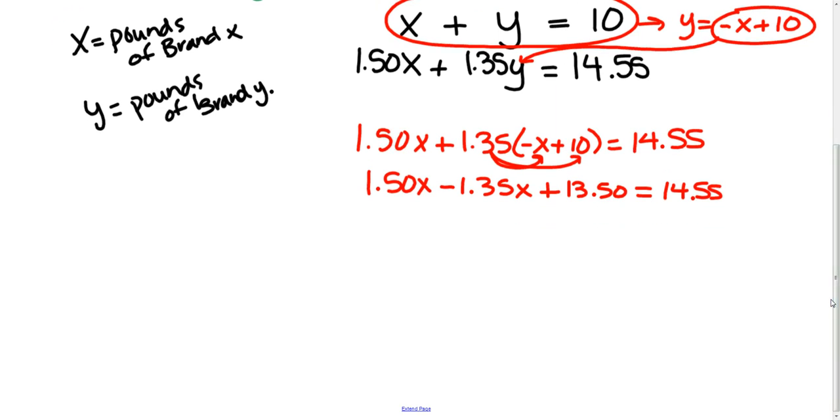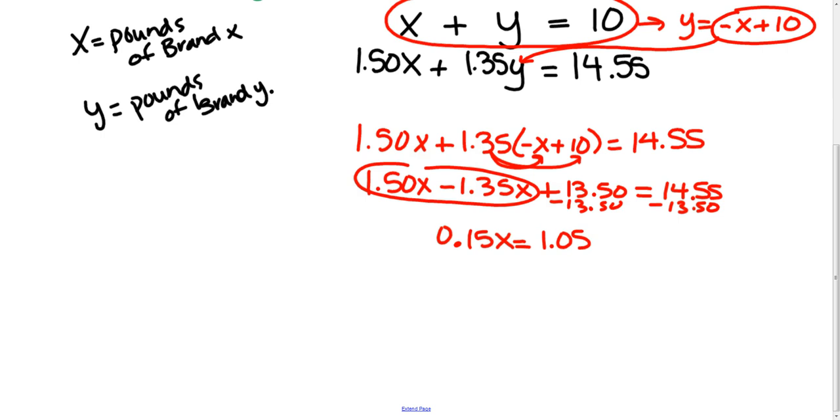Okay, now you'll combine your like terms here, and if I combine these two right here, then I have 0.15x, and I'll subtract $13.50. So when I take $14.55 and subtract $13.50, then I have $1.05, and I will divide by 0.15, and x comes out to be 7, okay?